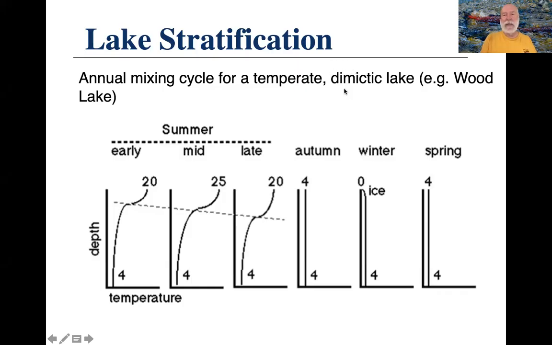Basically, it refers to the fact that this is a lake that develops ice cover in winter. It develops thermal stratification in summer. And so there are two mixing periods, di for two and mictic for mixing. So there's a mixing period in the spring, there's a mixing period in the autumn, and those two periods of mixing are separated by winter ice cover, the period of winter ice cover, and the period of summer thermal stratification.